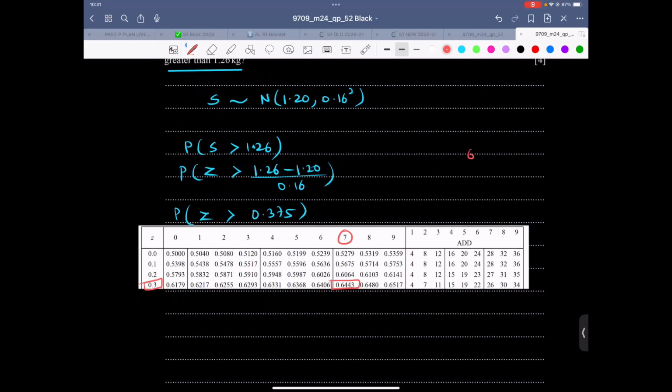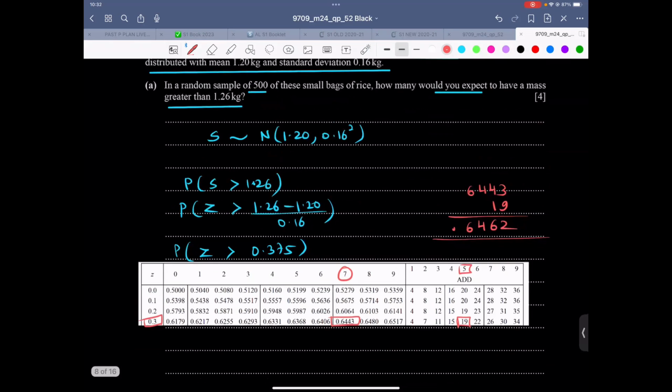So we have 0.6443. And then I'm interested in the third decimal place, which is 5. So this value is 90. So 6443 plus 19, that is 6462. And then put the decimal place. Now, this is the value.